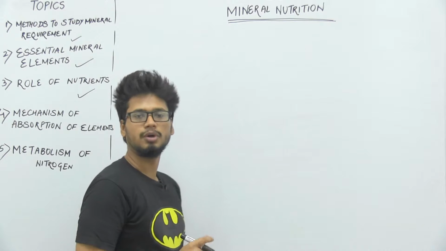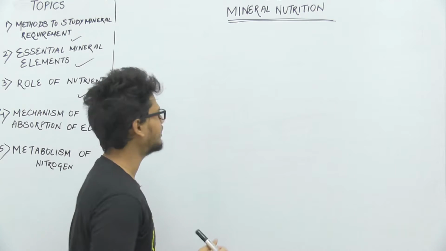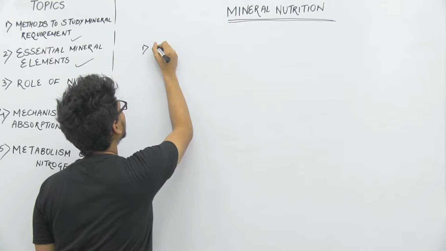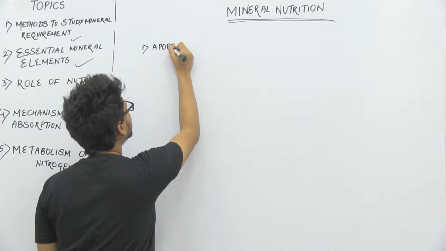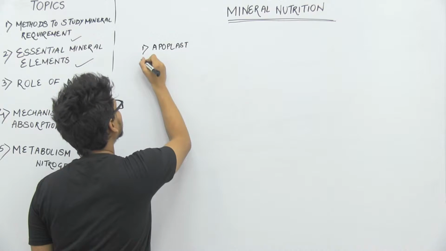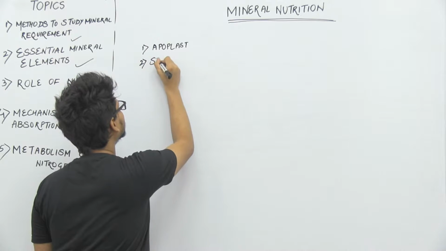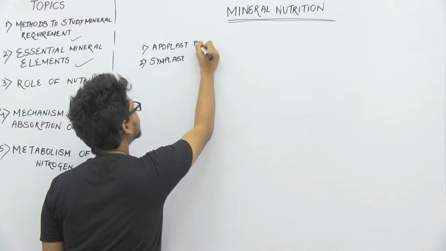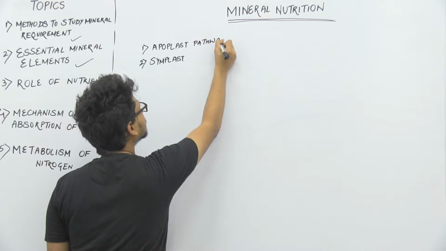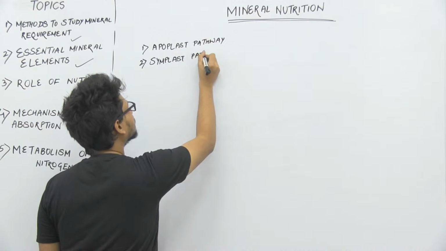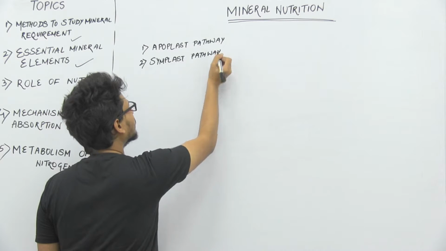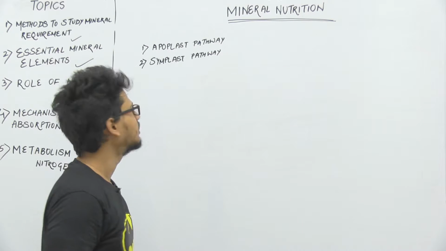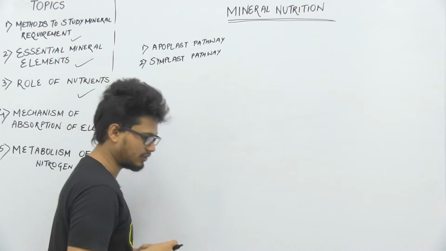Okay, so when we talk about mineral nutrition, mineral absorption in plants, तो उसके दो types हैं. ओके, देयर आर टू मेथड्स. एक होता है एपोप्लास्ट मेथड पाथवे, या दूसरा होता है सिम्प्लास्ट पाथवे. सो विल डिस्कस व्हाट आर दोस.